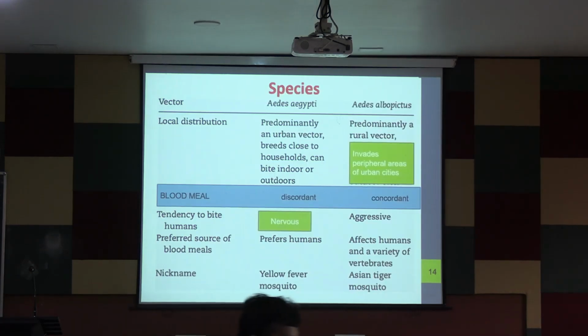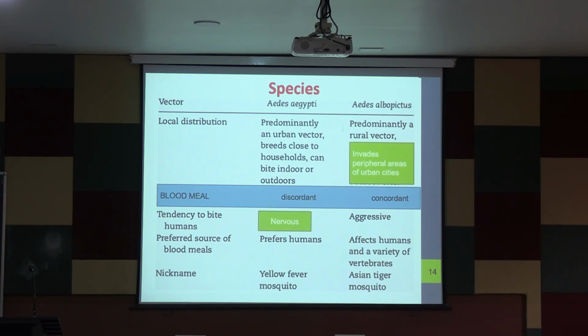We usually have to deal with two types of Aedes mosquito. One is Aedes aegypti, that you all know, and another is Aedes albopictus. Albo, the word always reminds of albinism, okay. So what is the local distribution?